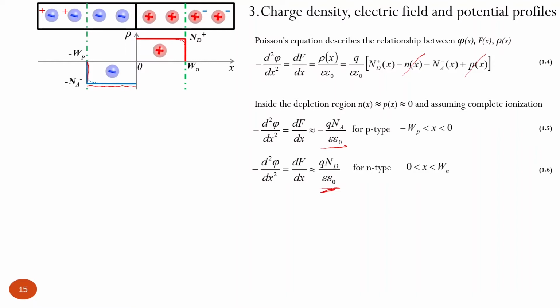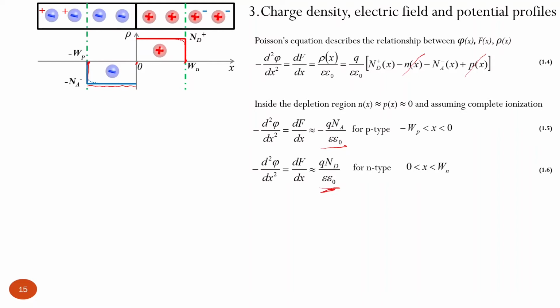We have this axis X, so we can define the depletion region in the P-type semiconductor as X smaller than 0 and larger than minus WP. And in N-type it's larger than 0 and smaller than WN. So we have kind of two depletion regions in these semiconductors. These thicknesses will be the same because we assume that NA is equal to ND.